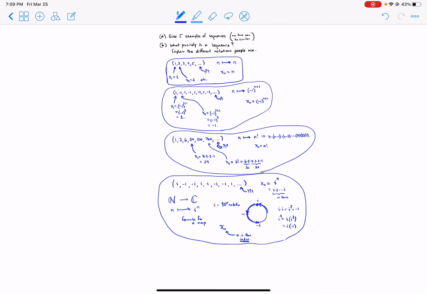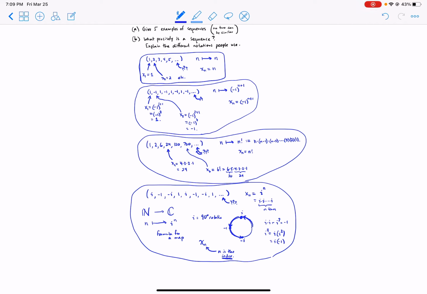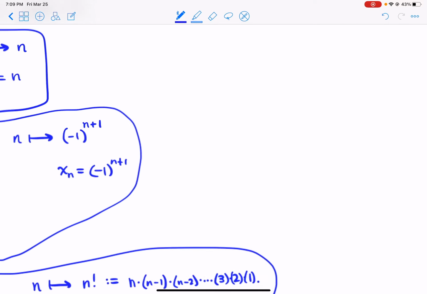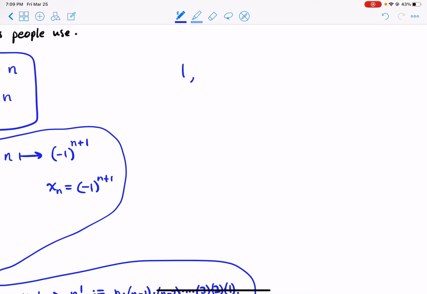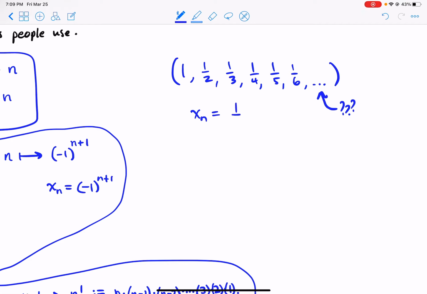How many did I do? 4, and it wanted 5, and they can't be similar. Okay, how about this one? 1, 1/2, 1/3, 1/4, 1/5, 1/6, etc. Okay, but what does this mean? Well, I better give a formula. X sub n is 1 over n.